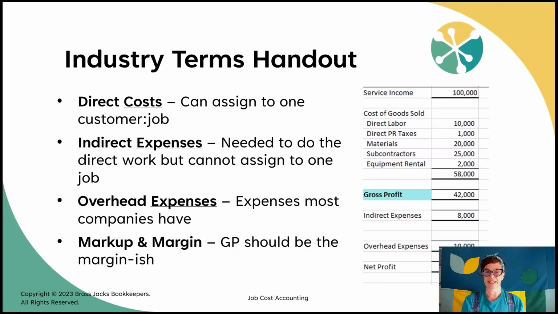Okay, next up, indirect expenses. Notice we're calling them expenses instead of cost. That's because for job cost accounting, we want to make sure we only use the word cost when we're talking about direct things. So we have our indirect expenses.